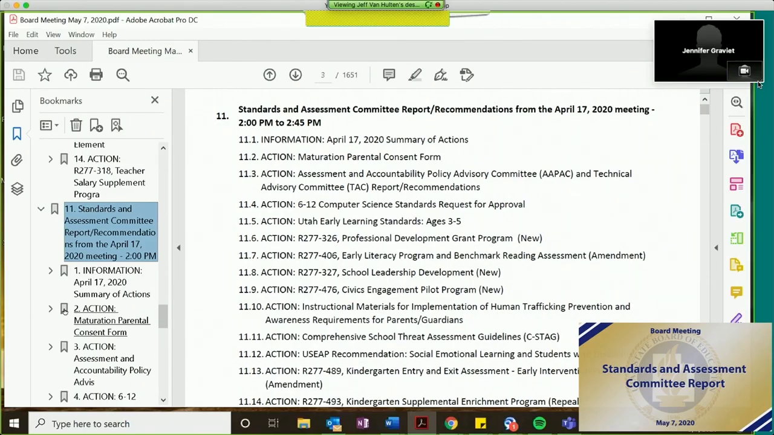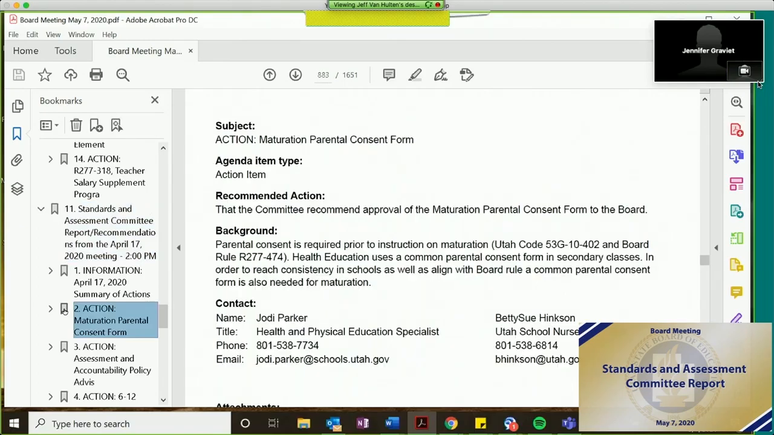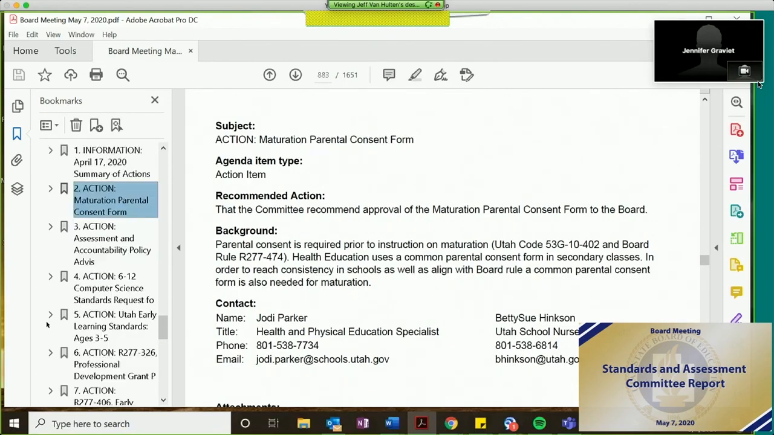Our first item is 11.2, which is the maturation parental consent form. And the motion for the board is the committee moves that the board approve the maturation parental consent form draft 2.